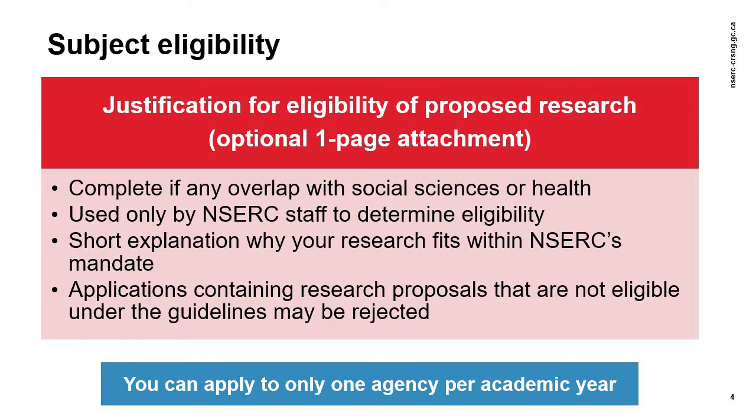As noted in the PGSD, CGSD, and PDF online system tutorial video in this series, you may include an optional one-page attachment with your application, which is called the Justification for Eligibility of Proposed Research. Typically, applicants should use between 1/4 and 1/2 page of text in this attachment. This attachment is not intended to reiterate the information contained in your research proposal, but rather to describe, to NSERC staff, the research challenges of the project and why it should be considered research that is predominantly NSE.